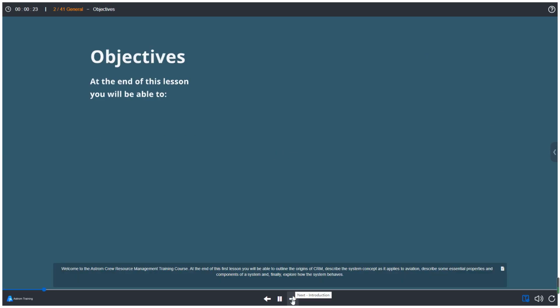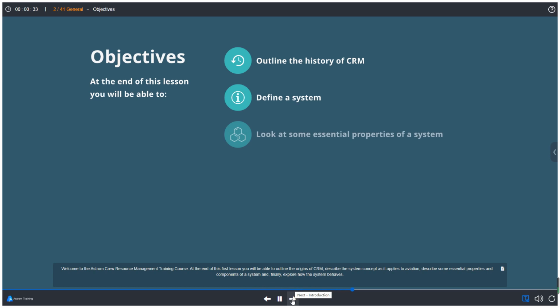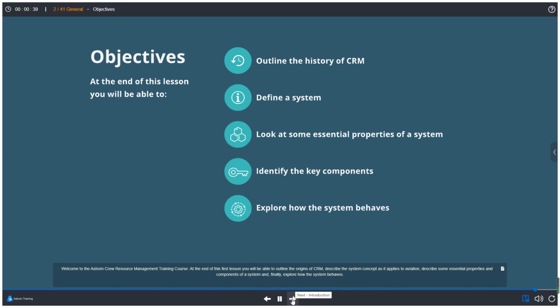Welcome to the Astrum Crew Resource Management Training course. At the end of this first lesson you will be able to outline the origins of CRM, describe the system concept as it applies to aviation, describe some essential properties and components of a system and, finally, explore how the system behaves.